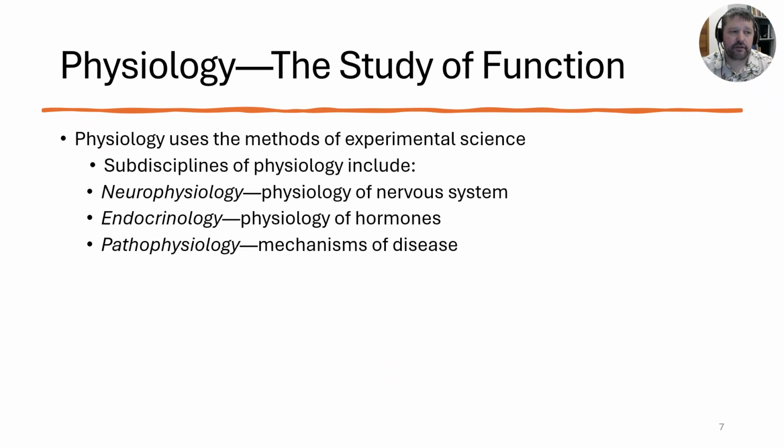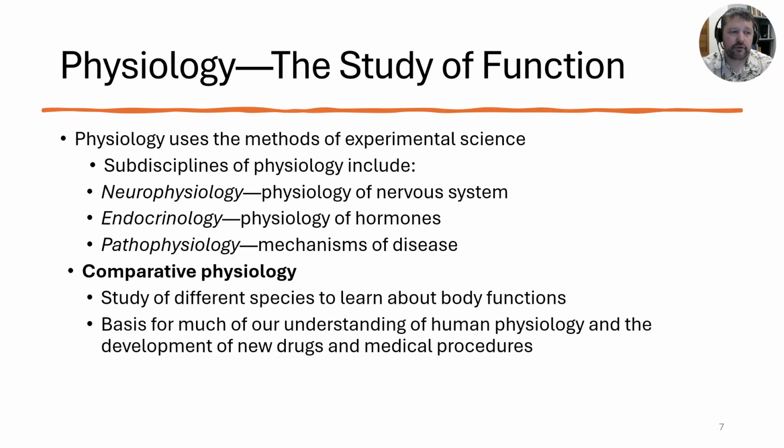Physiology. All right, there's quite a few subdisciplines of physiology. You have neurophysiology, where you're looking at the function of the nervous system. Endocrinology, where you're looking at the hormones and the function of hormones. Pathophysiology, the mechanisms of disease. Right? And then, of course, comparative physiology, where you might be looking at how different species, how their body functions a little bit differently. So maybe the anatomy is very similar, but the function of that anatomy is different.